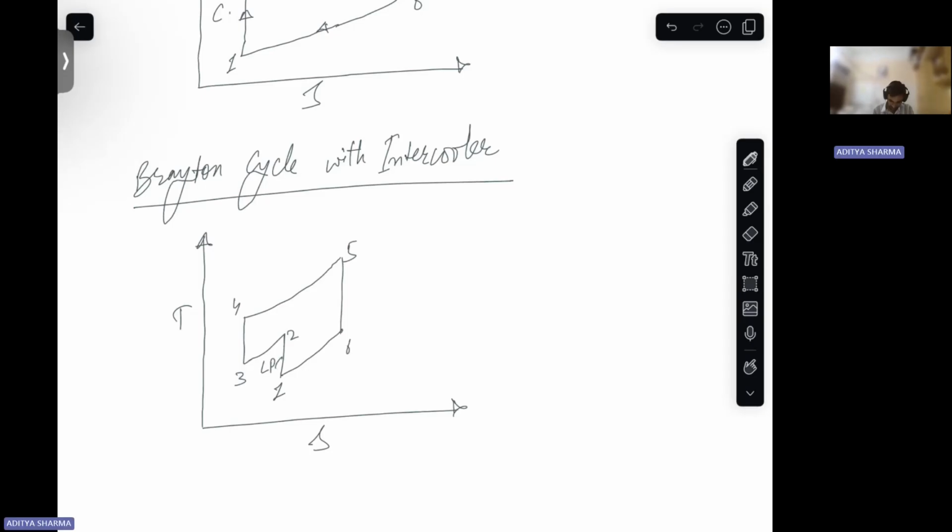So this is, you have first low pressure compressor, then high pressure compressor, air combustion chamber, air turbine. So from moving 2 to 3, the intercooler has been used. Okay. So using this intercooler, the work input for the compression reduces. Okay. So this is your Brayton cycle with intercooler.